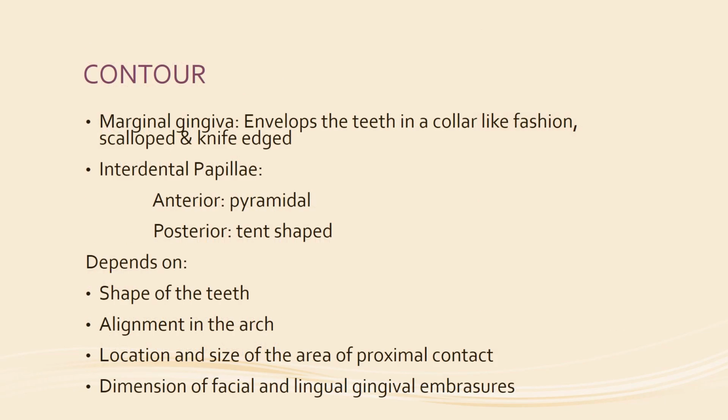Contour: the marginal gingiva, which envelops the teeth in a collar-like fashion, is scalloped and knife-edged, while the interdental papilla is pyramidal in the anterior region and tent-shaped in the posterior region. Its shape also depends on the shape of the teeth, alignment in the arch, location and size of the area of proximal contact, and dimension of the facial and lingual gingival embrasures.